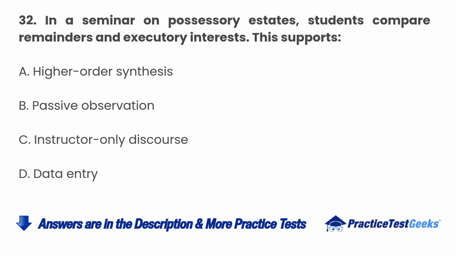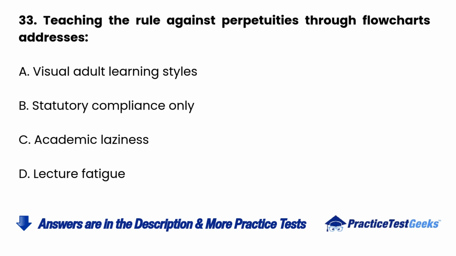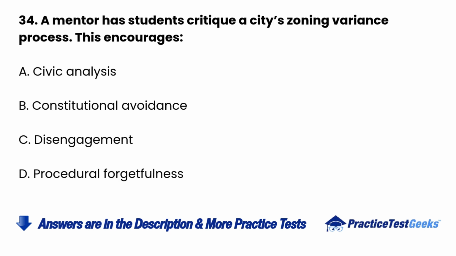D. Data entry. 33. Teaching the rule against perpetuities through flowcharts addresses A. Visual adult learning styles. B. Statutory compliance only. C. Academic laziness. D. Lecture fatigue. 34. A mentor has students critique a city's zoning variance process. This encourages A. Civic analysis. B. Constitutional avoidance. C. Disengagement.